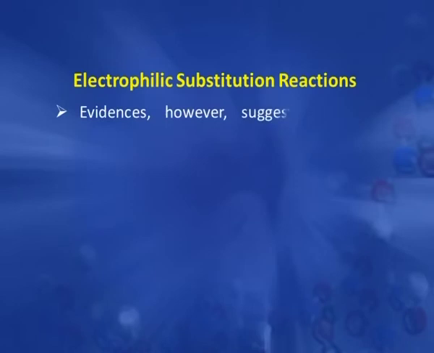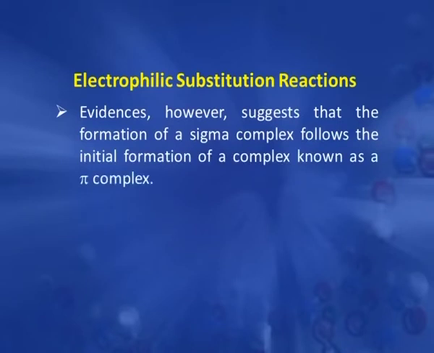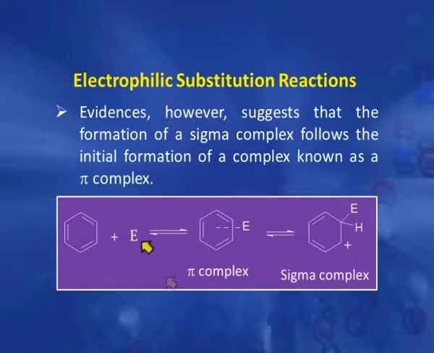Further studies also suggest that before formation of this sigma complex, there is a formation of a pi complex. See here, this electrophile and this benzene ring come together, because this is electron rich and this is electron deficient. So, there is an interaction between these two moieties. First, this electrostatic attraction is there between the two reactants and this is known as a pi complex, and there is no formation of a bond here, it is just the attraction between two reactants, and then this electrophile forms a bond and converts into a sigma complex.